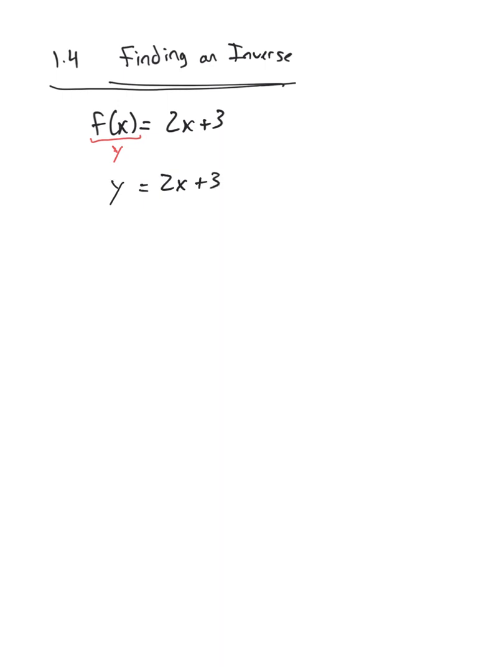Okay, so the rule for finding an inverse then is once you have your y in there, you just switch your x and y, right? That's what inverses do. It flips our x and y. And so now our new equation looks like x equals 2y plus 3. See how I literally just traded those places? Then the last thing we do is solve for y.